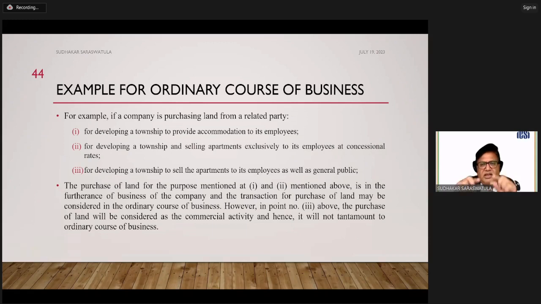So in the three examples I have given, this is how we have to examine it. What is the particular activity I am doing? What is the purpose of that, whether it is purchase, sale, anything? Is that particular purpose for furtherance of my business? If it is yes, I can jolly well say that it is in the ordinary course of business.